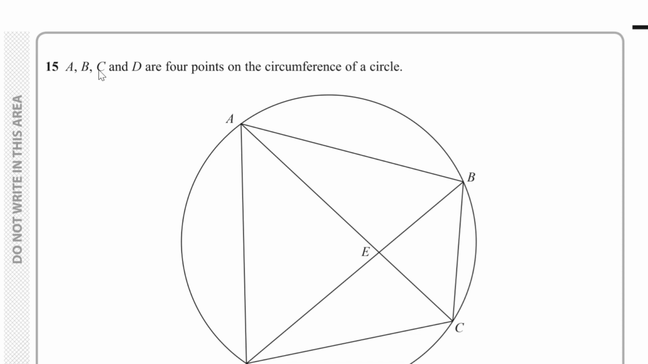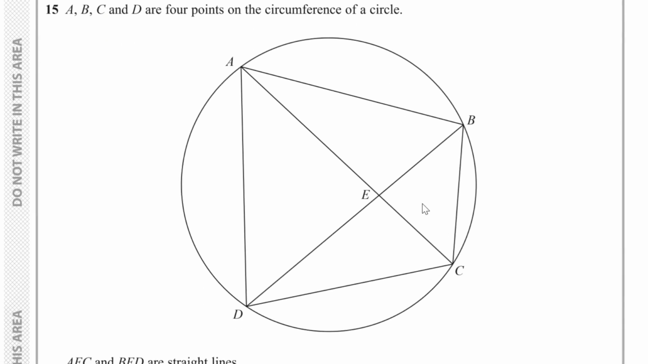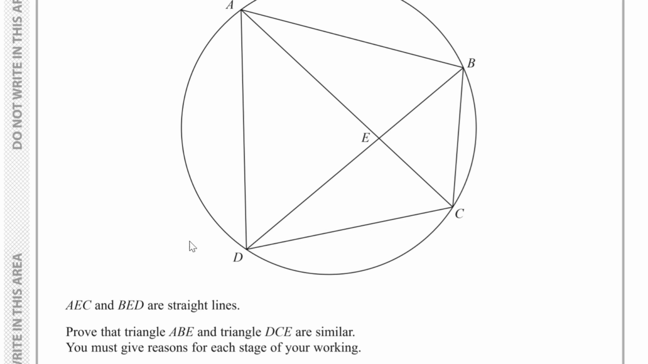Question 15. A, B, C and D are 4 points on the circumference of a circle. A, E, C and B, E, D are straight lines. We have to prove that the triangle ABE and the triangle DCE are similar. You must give reasons for each stage of your working. Well, first of all, CED and ABE are vertically opposite angles, and of course those will be equal.